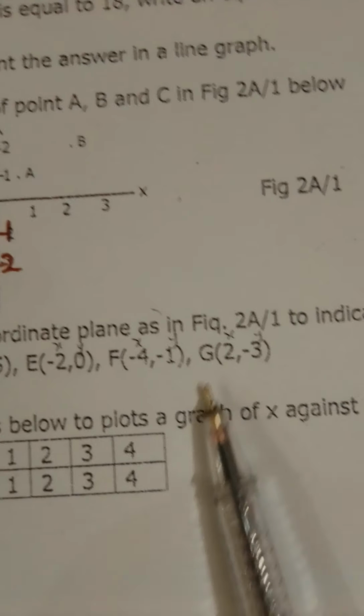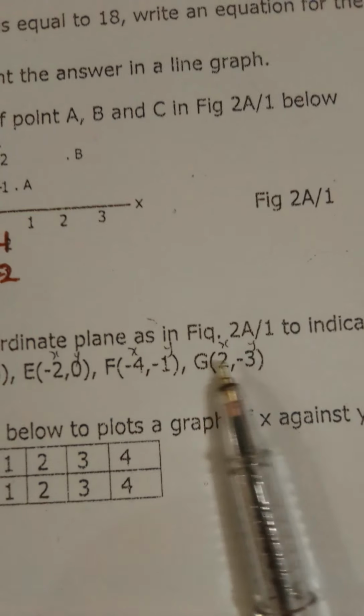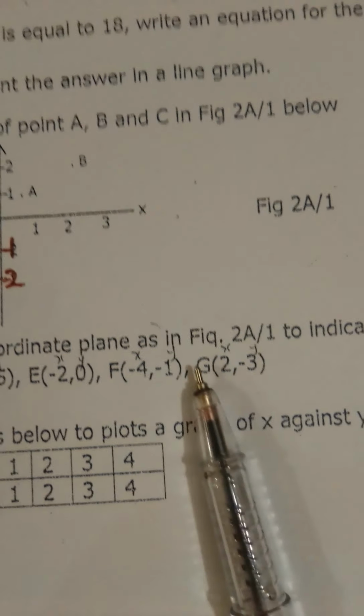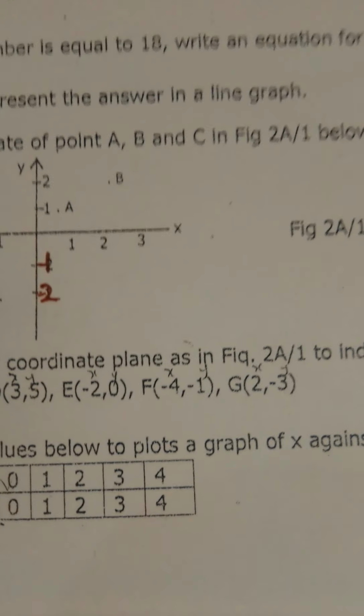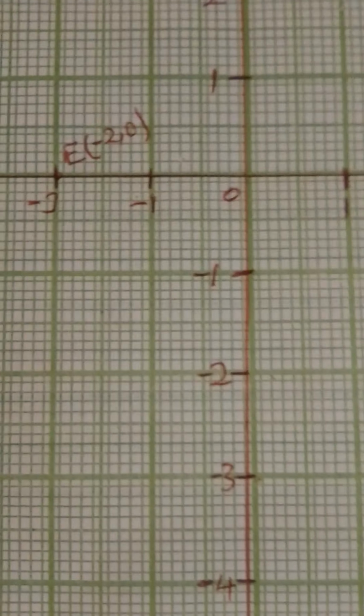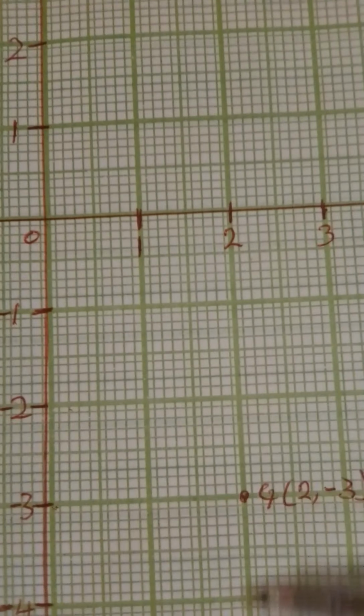Then the last point that we have to locate according to the question is point G. X is 2, y is minus 3. So we go to find x is 2. This is the x point. X here is 2, so the whole of this line is the line of x is equal to 2.